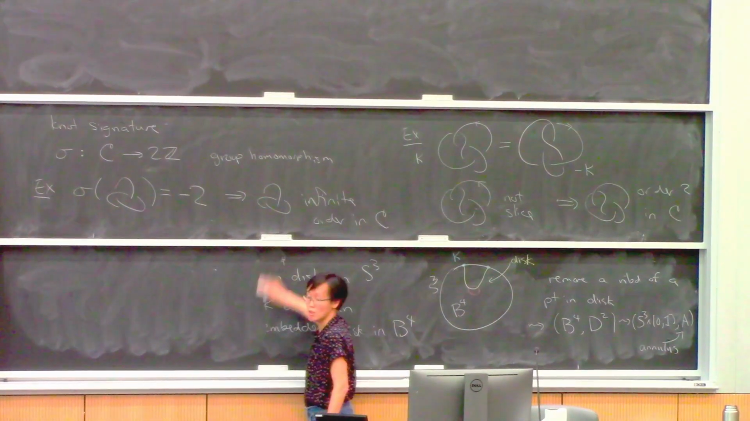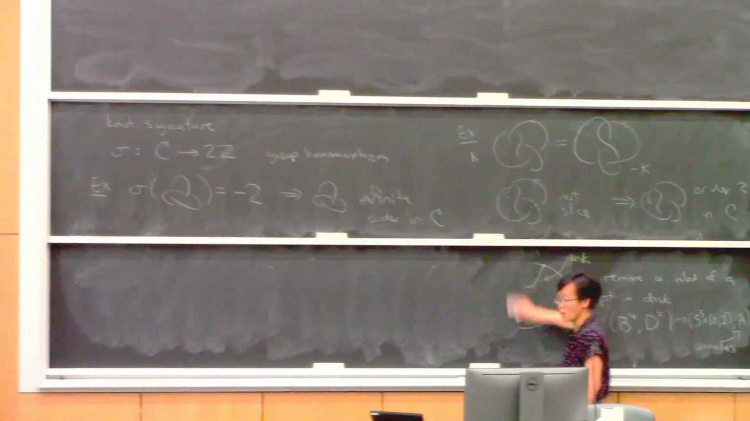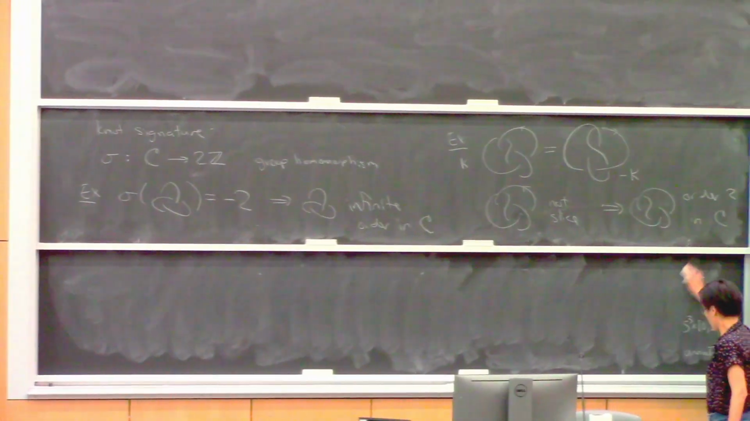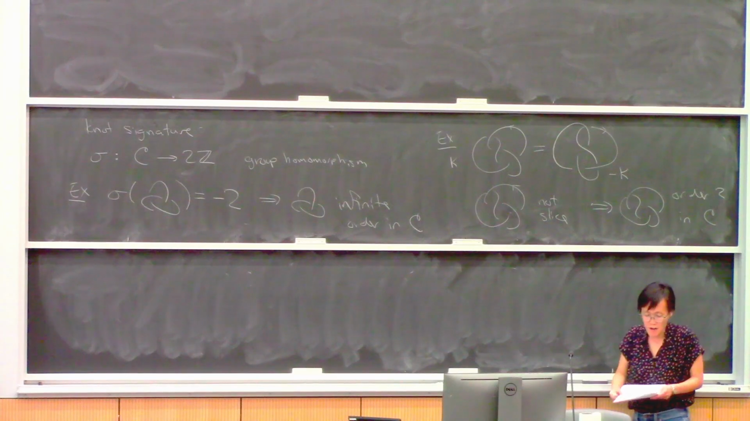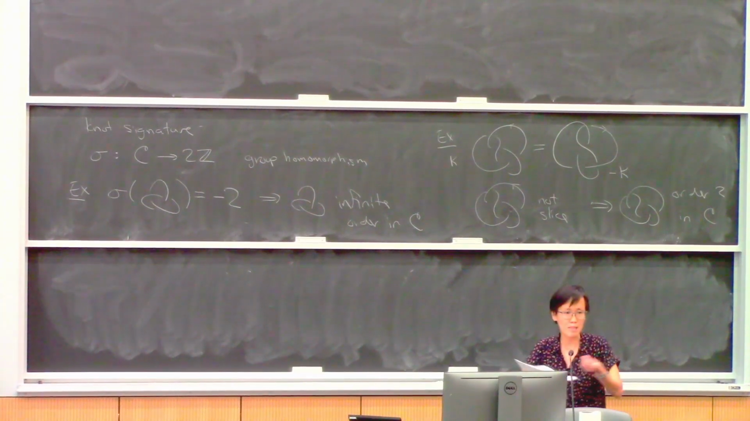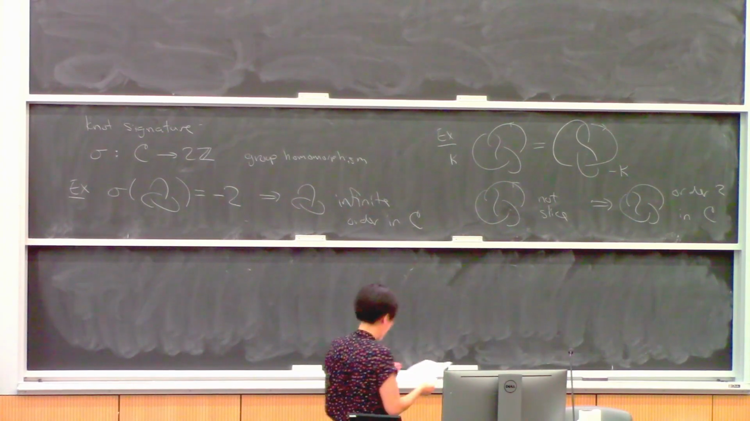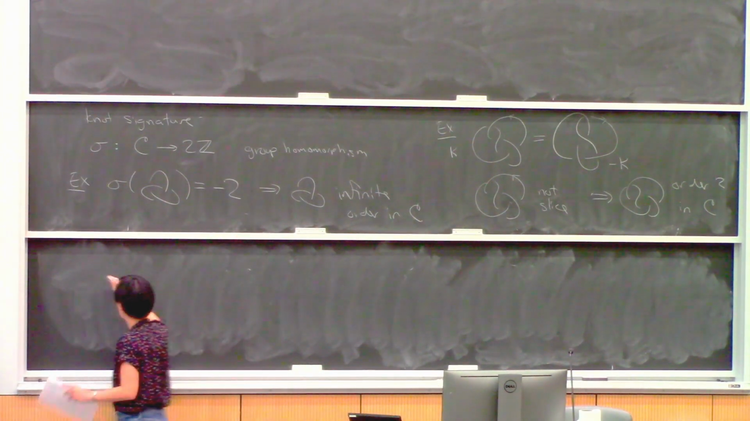Peter Ozsváth and Zoltán Szabó, and independently J. Rasmussen, defined something called knot Floer homology. So this is a knot invariant, which means that if two knots are isotopic, then they have the same knot Floer homology. What did this invariant look like?